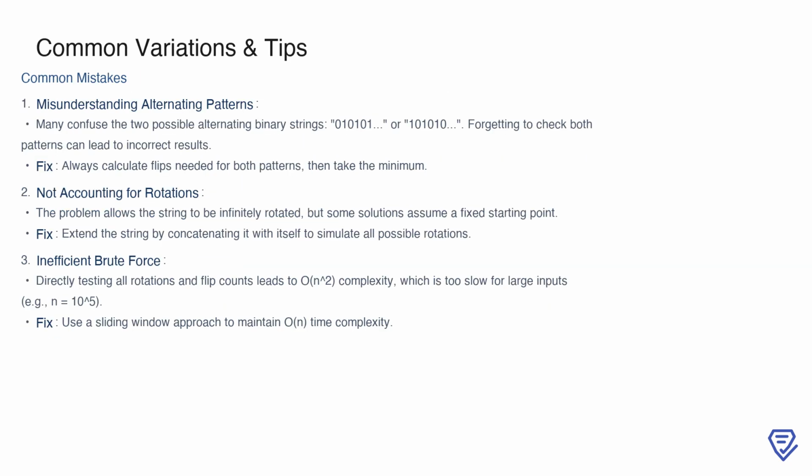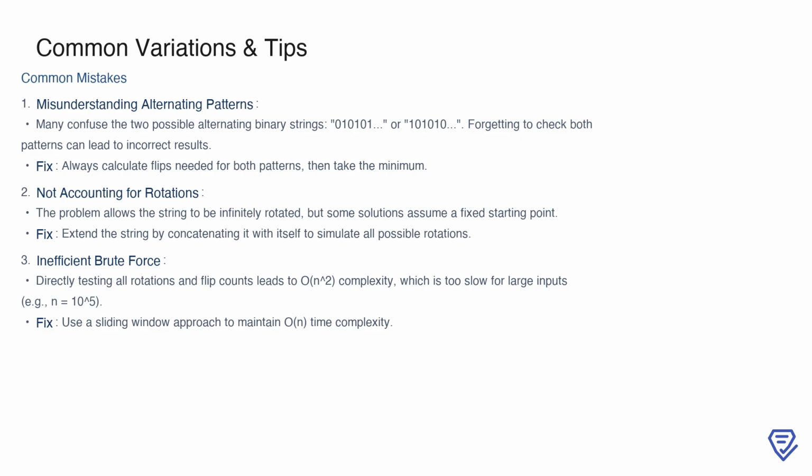When tackling this problem, there are a few common mistakes to watch out for. First, misunderstanding the two possible alternating patterns is a frequent issue. Remember, the string can alternate starting with either 0 as in 010101, or 1 as in 101010. Failing to check both patterns can lead to incorrect results, so always calculate the number of flips required for each and take the minimum. Another pitfall is overlooking the fact that the string can be infinitely rotated.